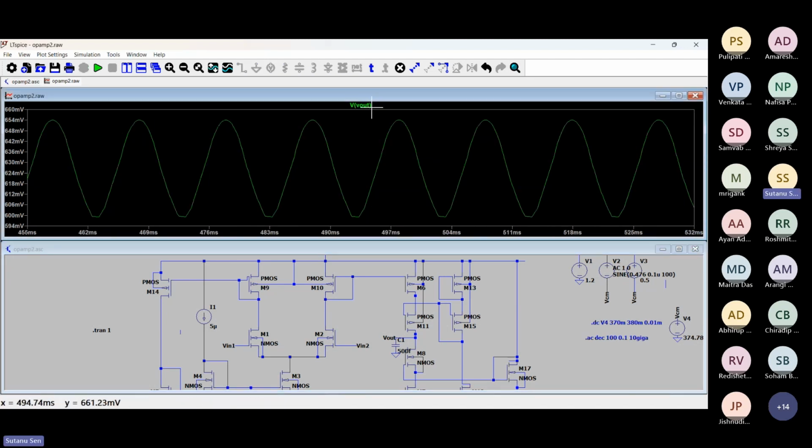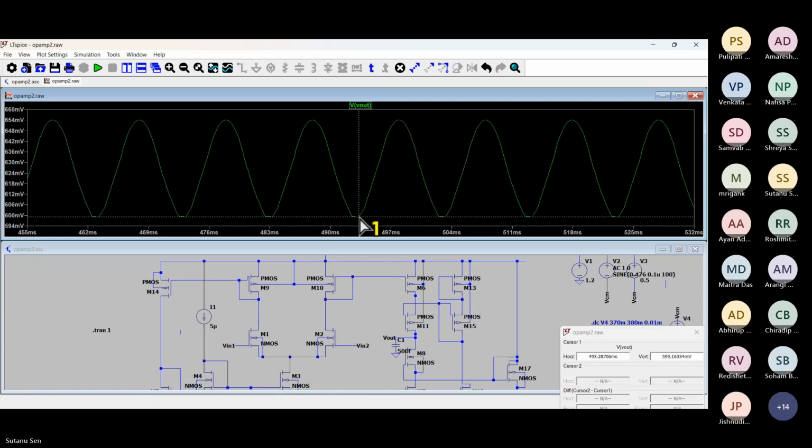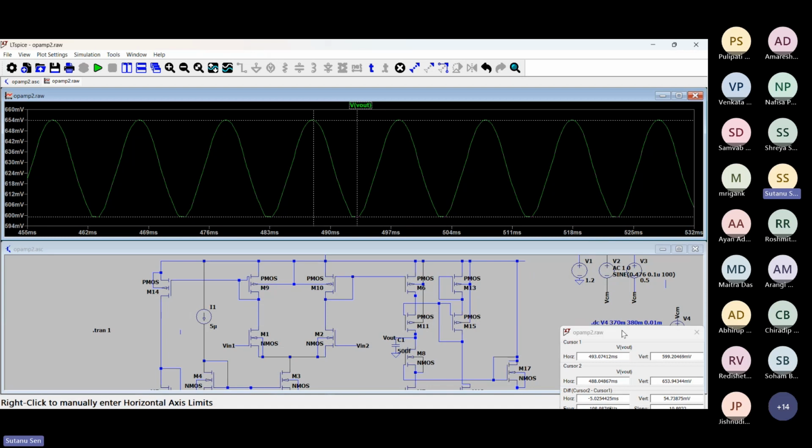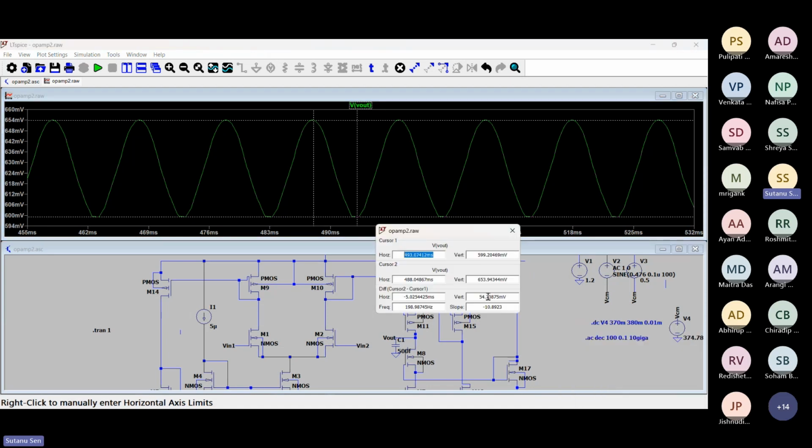So we are getting again similar. Yes, so there is a gain of around the same thing which we got first.